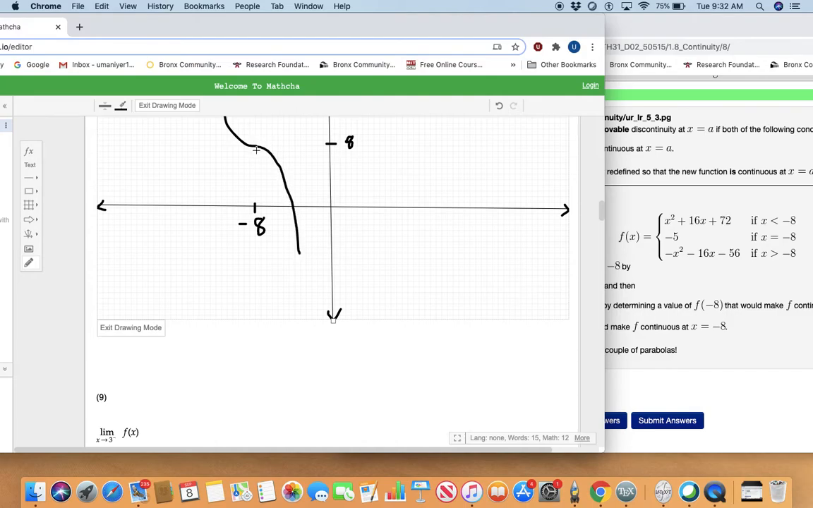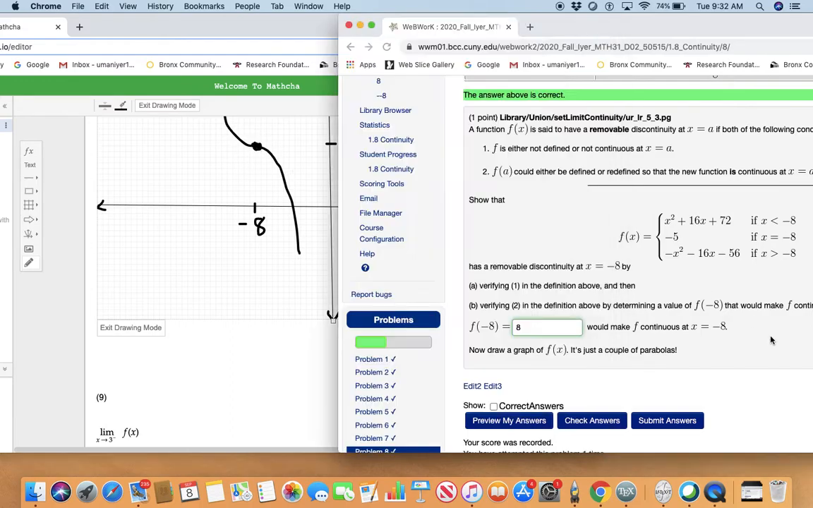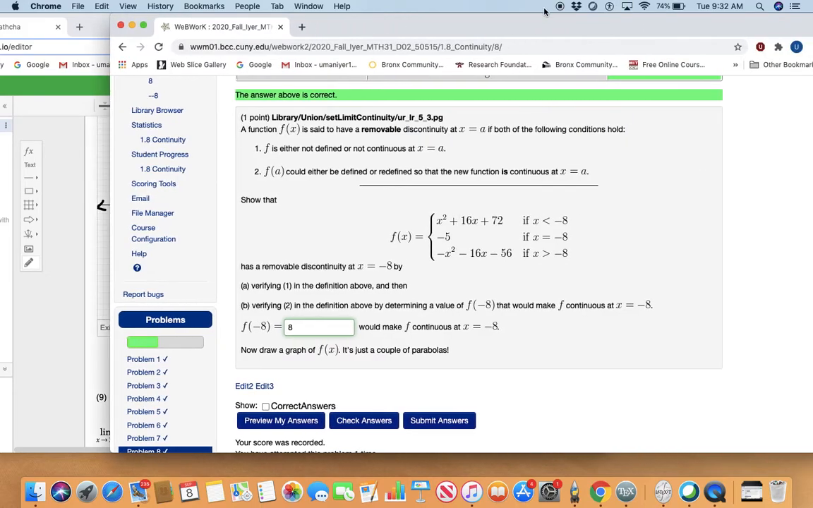There was a hole there which was actually filled at -5 somewhere here, right? But you fix it here and that makes it continuous. All right. Next problem.